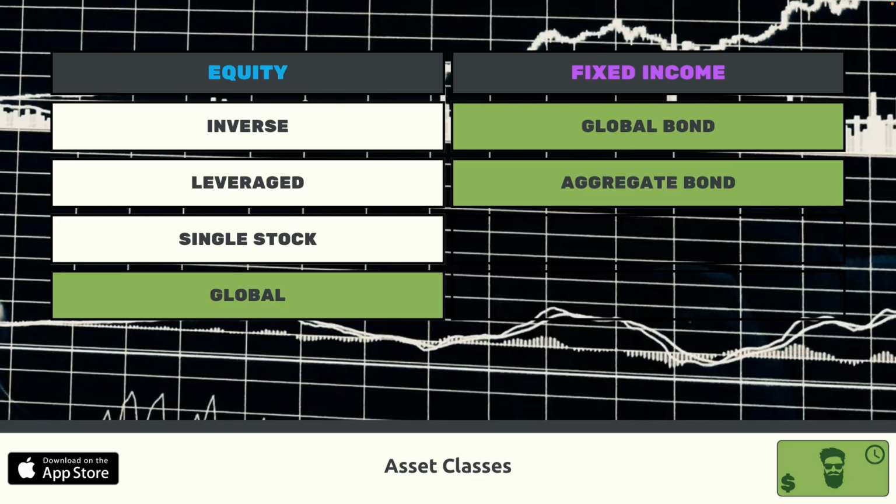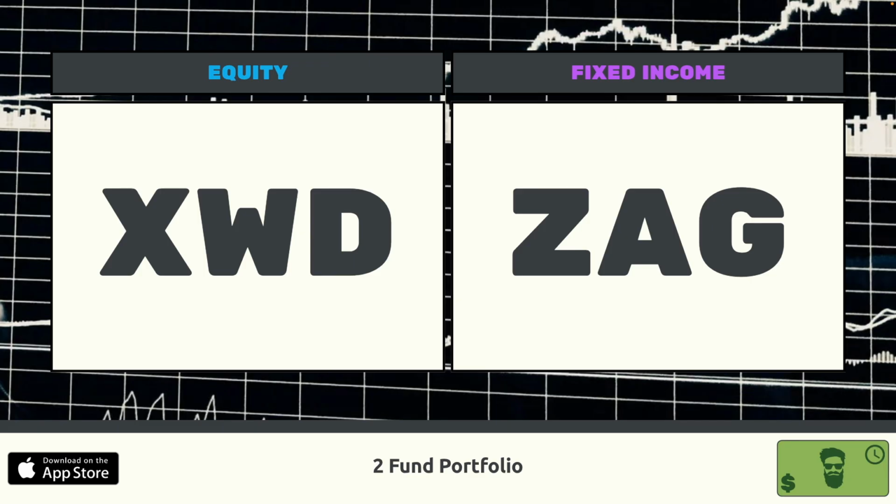Fixed income is separated into global bonds and aggregate bonds. Aggregate bonds basically means your bonds are just staying in Canada. So you can build a two-fund portfolio to beat most financial advisors: XWD and ZAG. XWD is your offense, ZAG is your defense. If you're an 80-20, it's 80% XWD, 20% ZAG. Investing can be as easy as you want it to be.